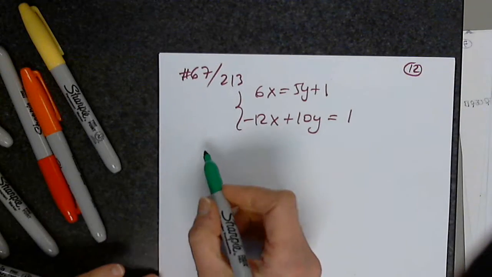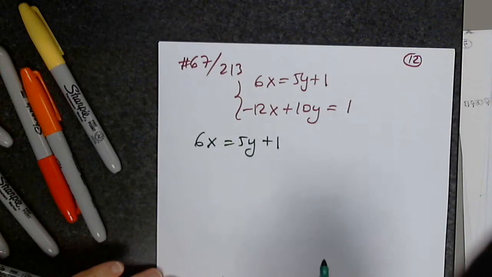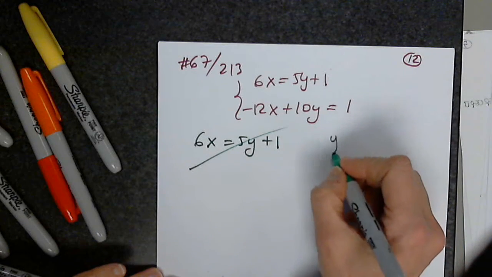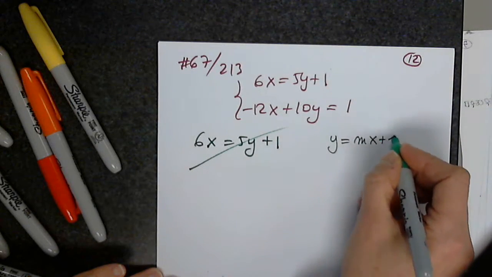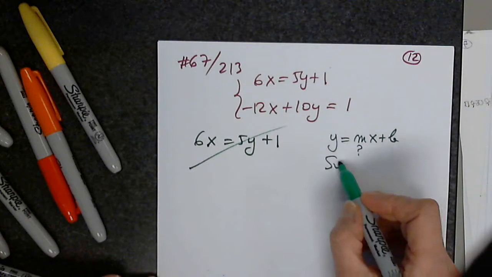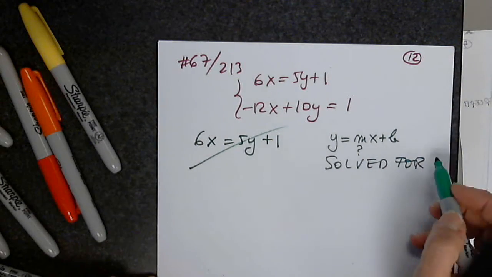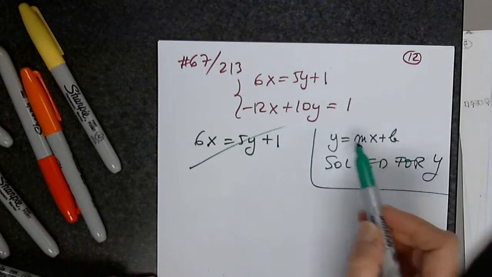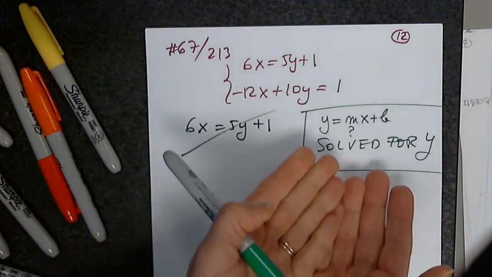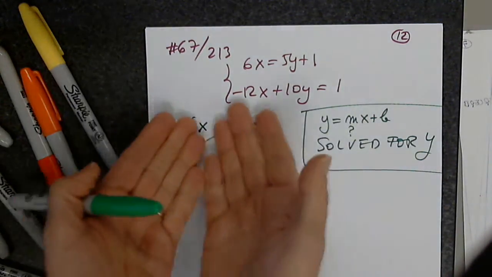I have the equation 6x equals 5y plus 1. Don't do that. I don't want this. I want to have something like this so I can identify the slope. But this is solved for y, exactly. So if this equation that enables me to find the slope and the y-intercept is basically solved for y, what should I do here to find the slope and the y-intercept? What should I do to this equation?